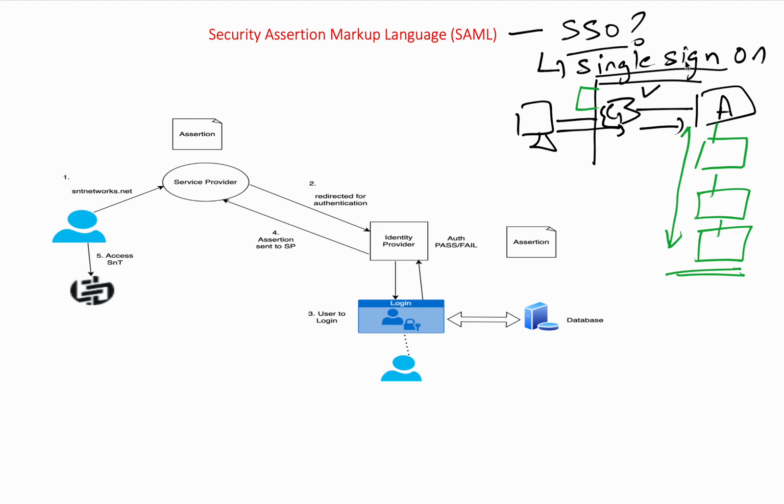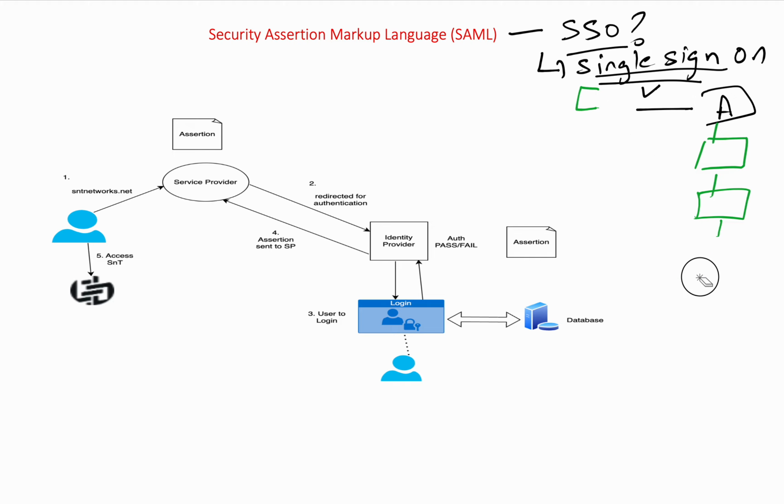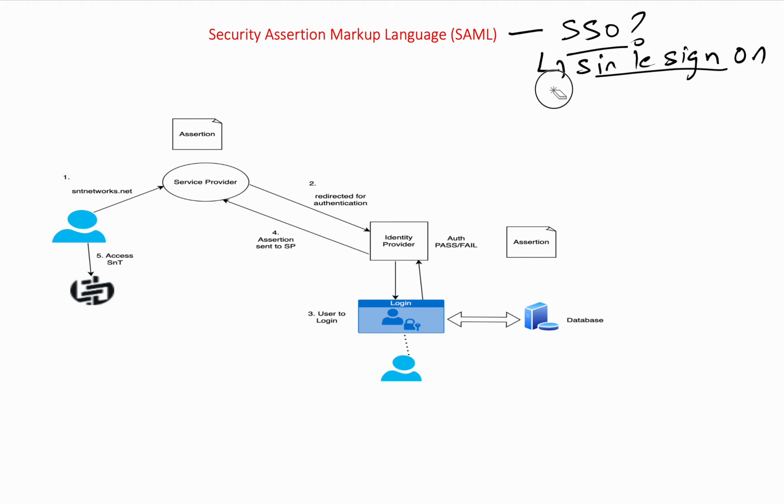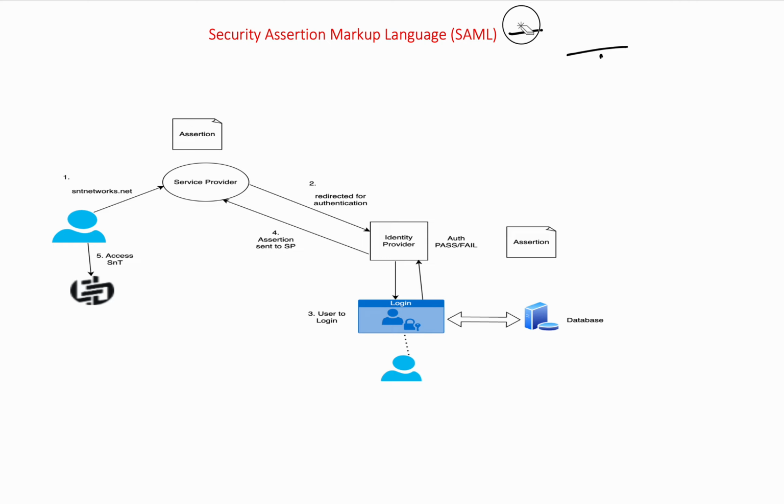Single sign-on: you have to just sign in once using the credentials you've set, or multi-factor authentication, whatever you have set, and you get access to the other applications as well. So this is basically single sign-on. But this video is about SAML. So we'll talk about SAML in brief.